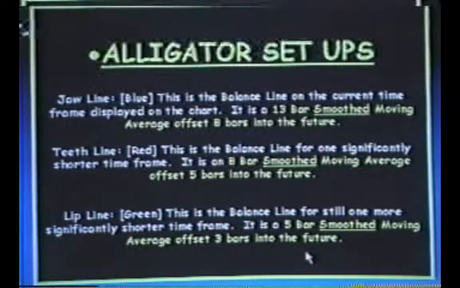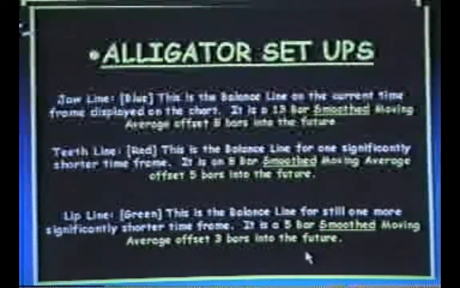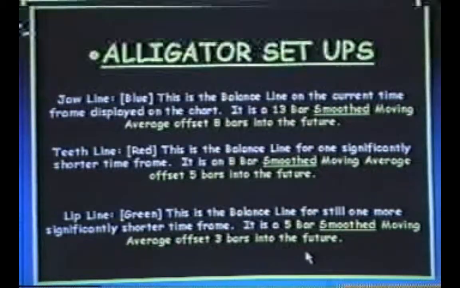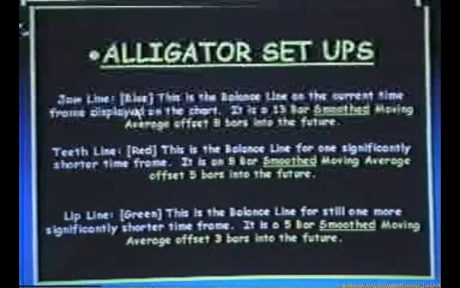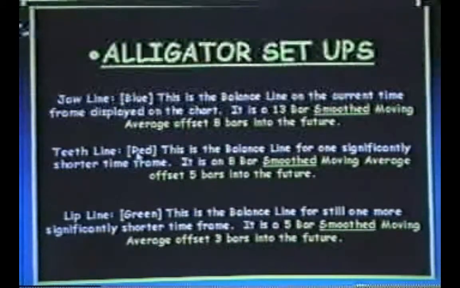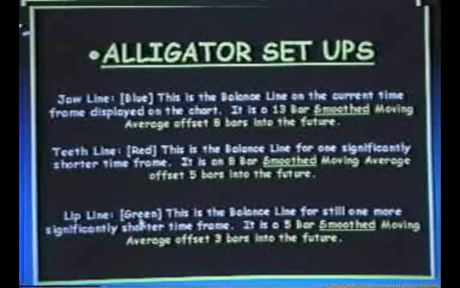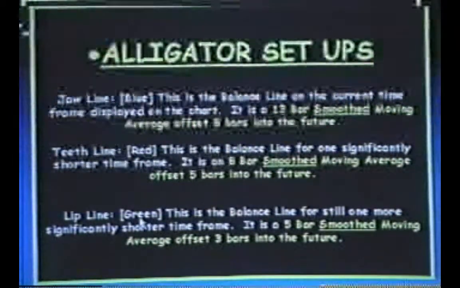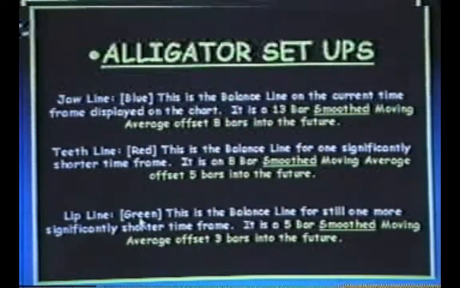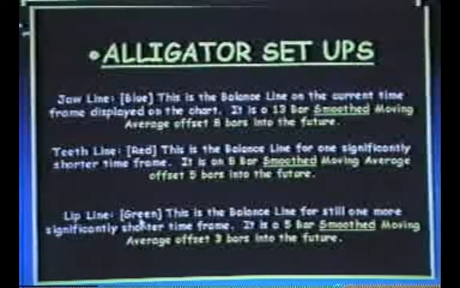But just to review, we have 3 lines. Those 3 lines are all balance lines, and we're seeing all of them on one chart, but these are the balance lines for 3 different time frames. The jaw is the balance line for the current time frame that's on the chart, and we color it blue. The red is the teeth, and it's the balance line for one significantly shorter time frame, and the green is the lips of the alligator, and that's still one more significantly shorter time frame. These are constructed by 3 different smooth averages that are offset. The jaw is a 13-bar smooth average offset 8, the teeth is an 8-bar smooth average offset 5, and the lips are a 5-bar smooth average offset 3 bars into the future.